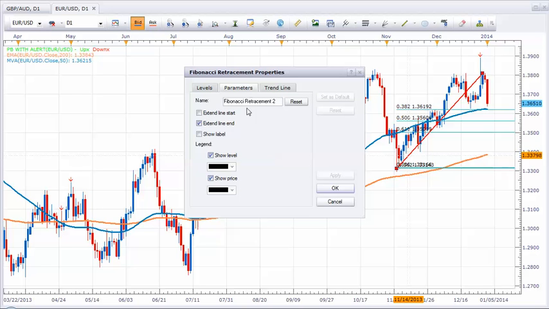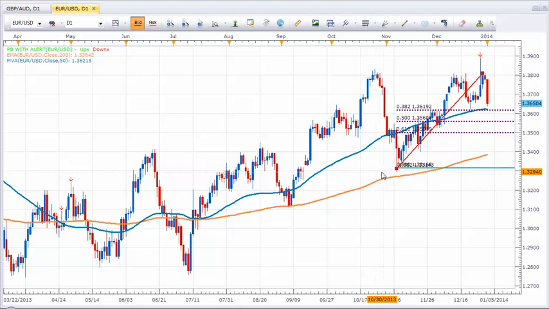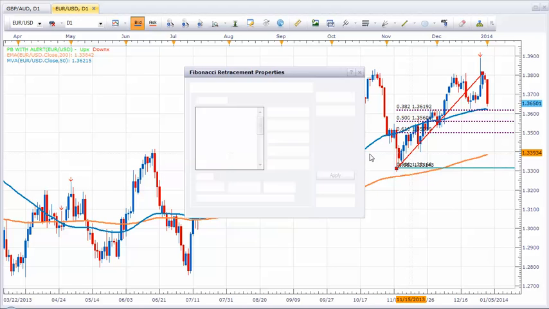Parameters. And oh, here we go. I want to change the color. We'll go with purple. We'll make it dashed, and we'll make it a little bit thicker. There we go. Okay. Oh, I did not remove 38.2. I thought I did.